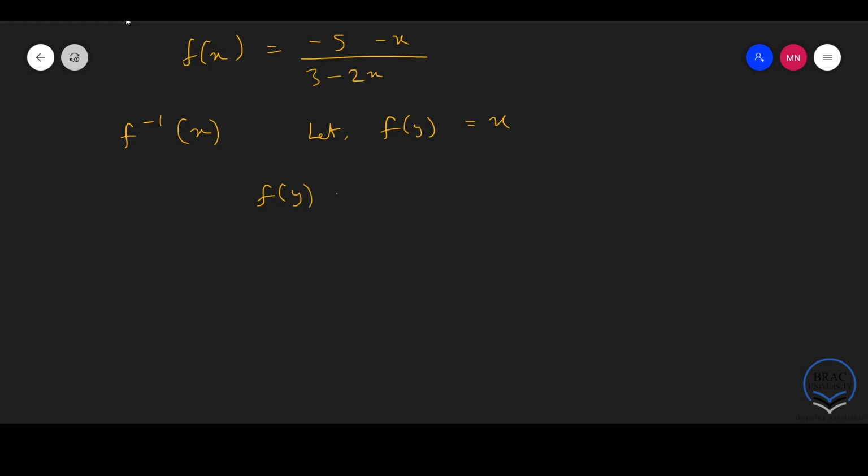Now, once again, working with the same function, we had f of x is equal to (minus 5 minus x) over (3 minus 2x). Right, so now we just want to find directly the inverse function. So we can once again let f of y be equal to x. Right, so f of y is equal to (minus 5 minus y) over (3 minus 2y), and this is equal to x. So similar to the last question, just multiply both sides by 3 minus 2y.